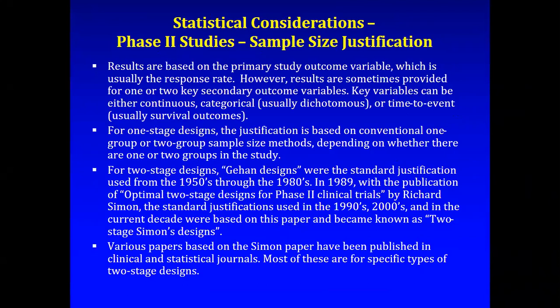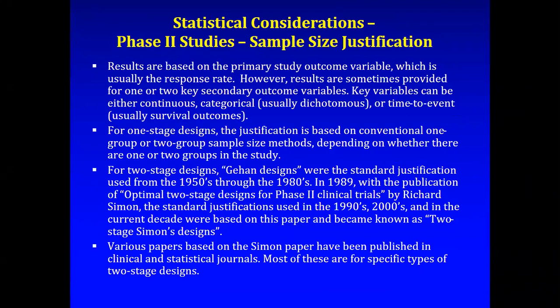I should have mentioned that in phase 2 studies, the variables can take on different forms. So the outcomes can be the full range. They might be continuous variables, measured on a continuum, or they're categorical, such as a binary variable, or they might be some type of survival outcome. All of those outcome variables are permitted in phase 2 studies.